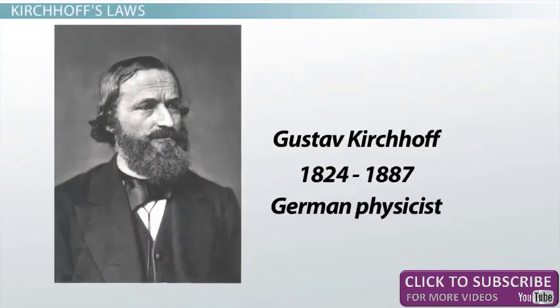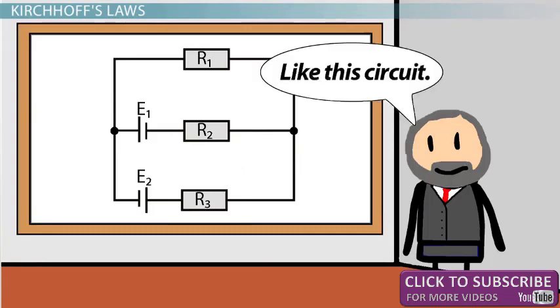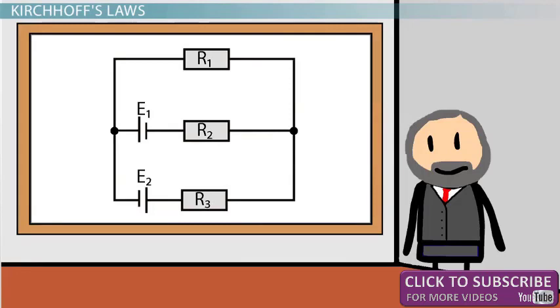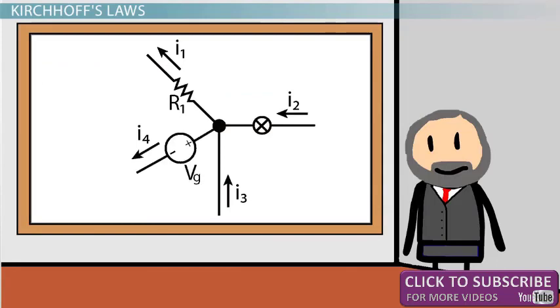Named for their creator, Gustav Kirchhoff, Kirchhoff's laws can help you to understand current and voltage in a circuit and can also be used to analyze complex circuits that can't be reduced to one equivalent resistance using what you already know about series and parallel resistors. Kirchhoff's junction law says that the sum of currents entering a junction must equal the sum of currents leaving the junction. Current is never used up in a circuit, so it makes sense that all the current that goes into the junction must come back out too.